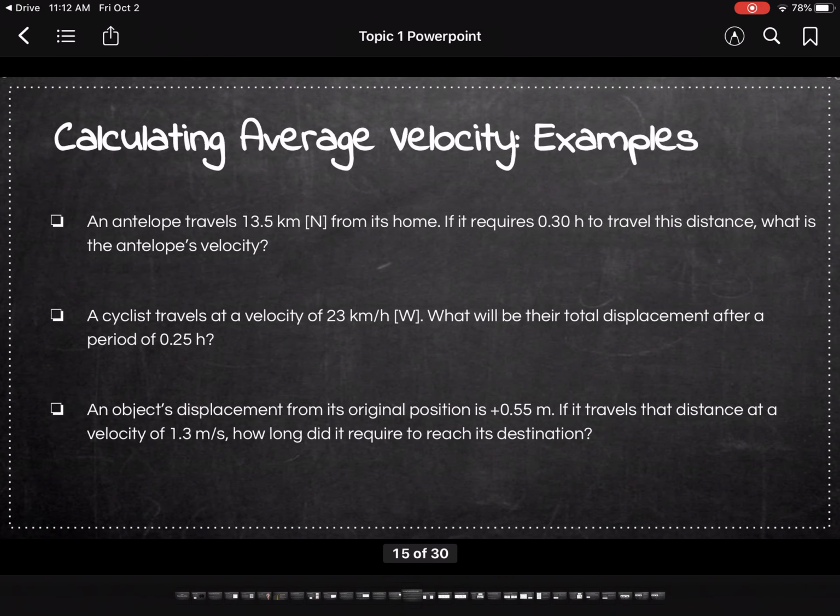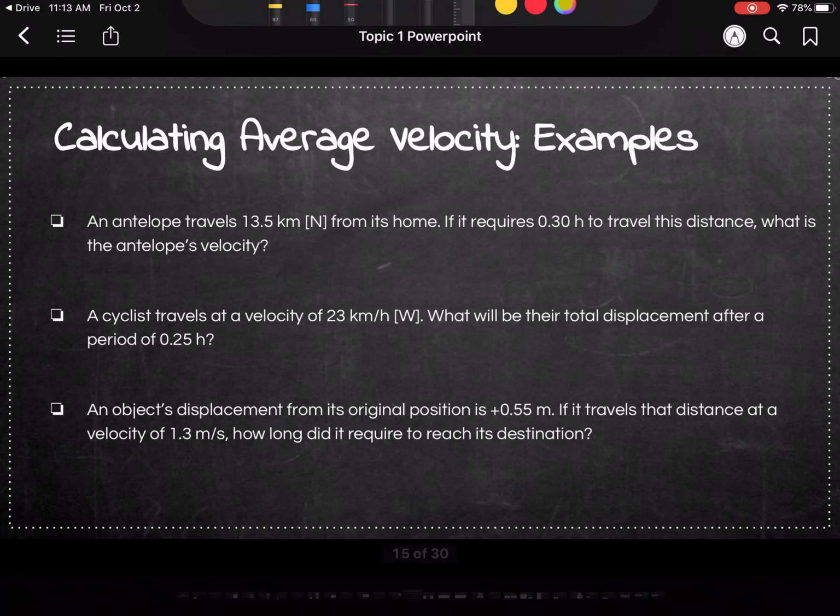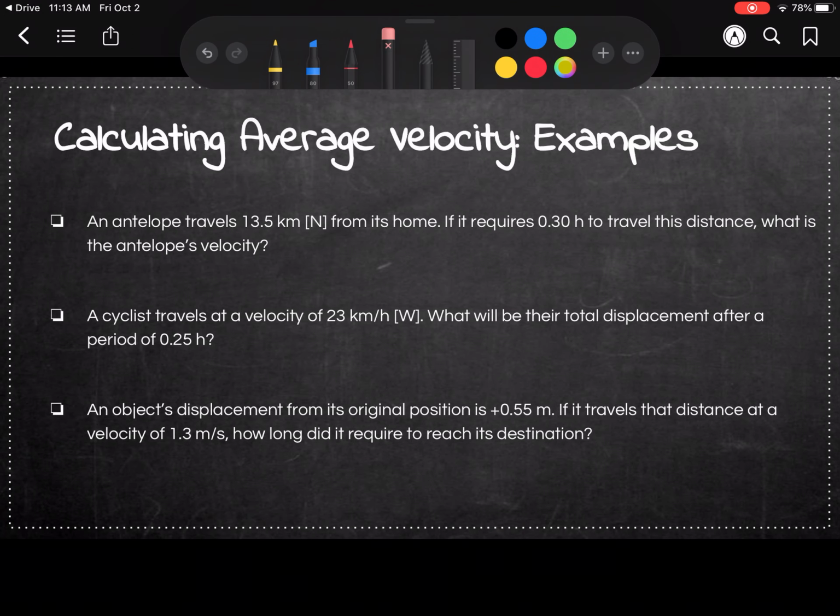There's still more questions. I'll do one more of these as an example, and then I'm going to continue on, just because I know that it'll be a lot to watch these videos. It says a cyclist travels at a velocity of 23 kilometers an hour west. So I'm going to do this middle one. What will be their total displacement after a period of 0.25 hours? So we've got a velocity, 23 kilometers an hour, and that's west.